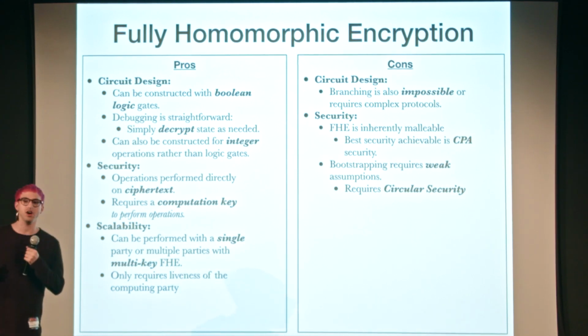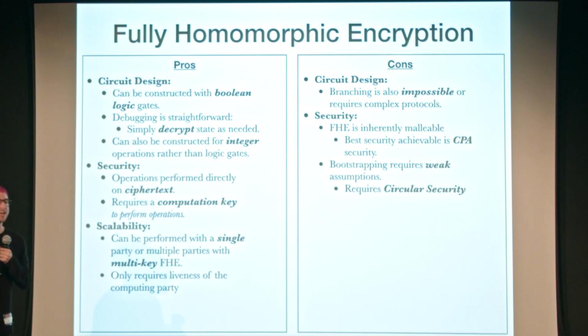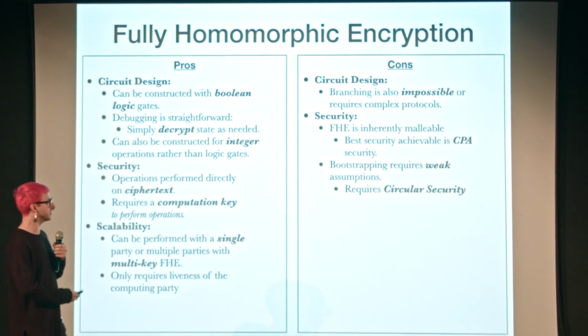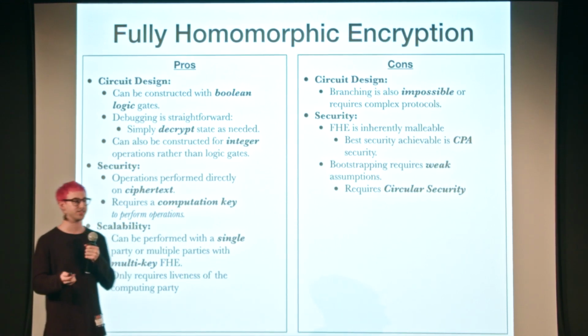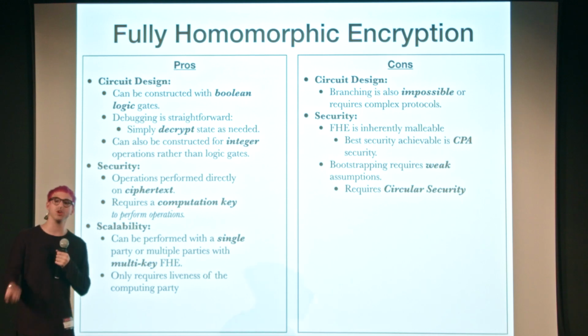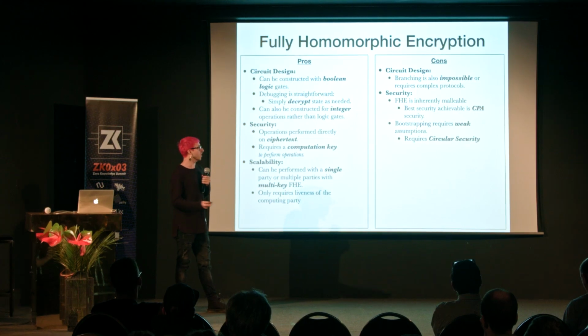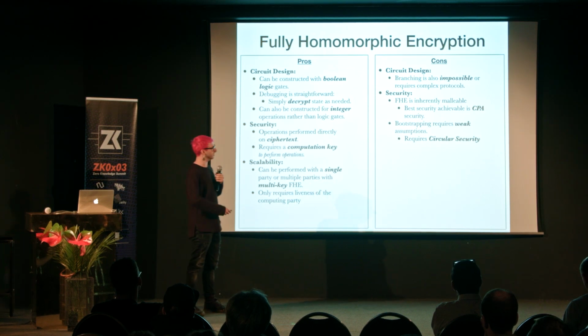A big problem with FHE at the moment is that since homomorphic encryption is inherently malleable, the best security achievable is CPA, chosen plaintext attack security. Typically what you'd want is CCA security for anything in the real world. But the highest we can achieve is CPA security. I'll get a little bit more into that a bit later.